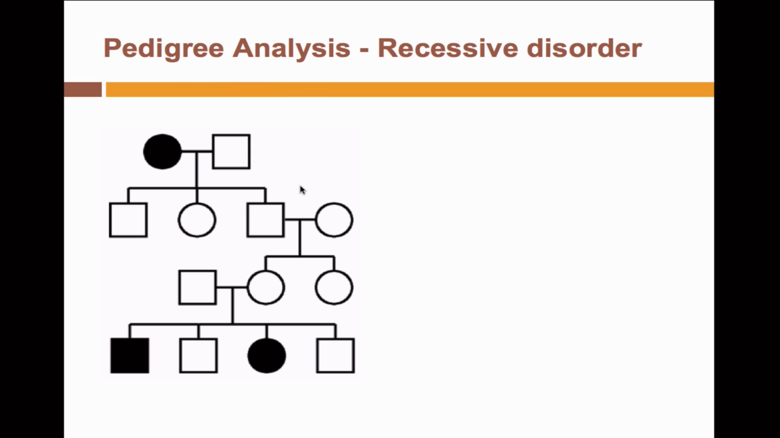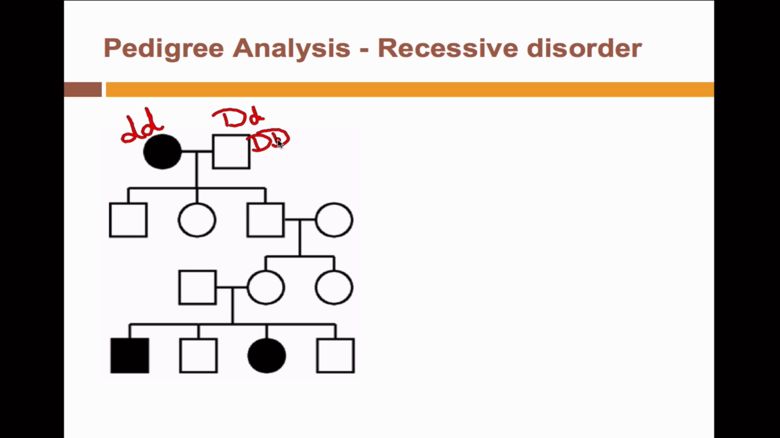Okay, the next type of pedigree we're going to look at is for a recessive disorder. Now, the recessive disorder means that the individual who is affected, so this one here, is going to be the homozygous recessive genotype. And then this individual over here is going to have the dominant phenotype or genotype. Obviously, they have a dominant phenotype because they're not affected.